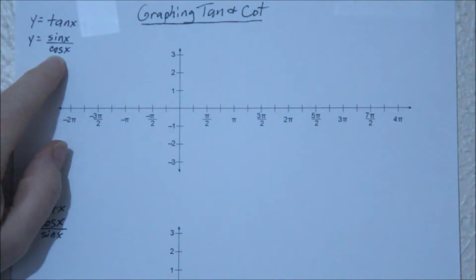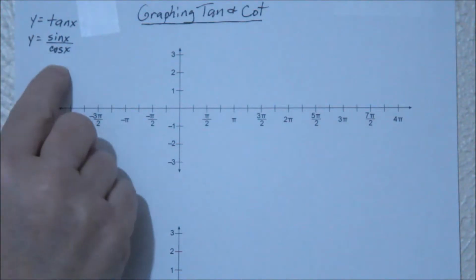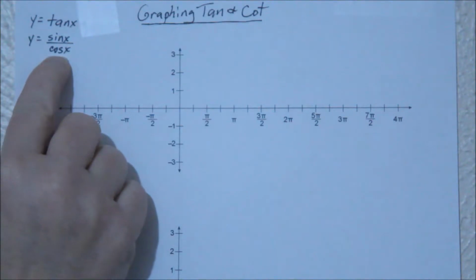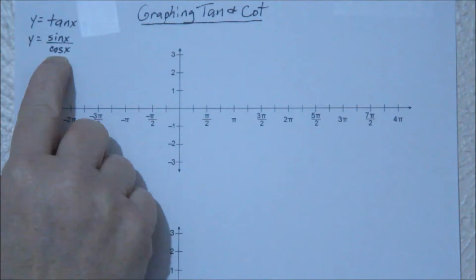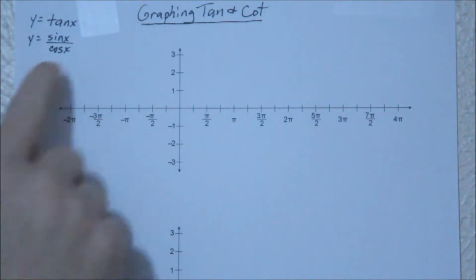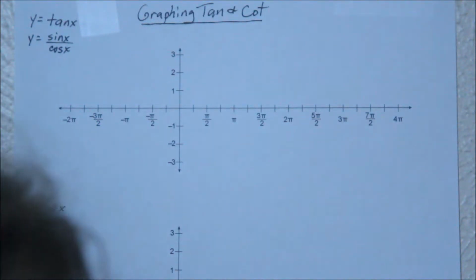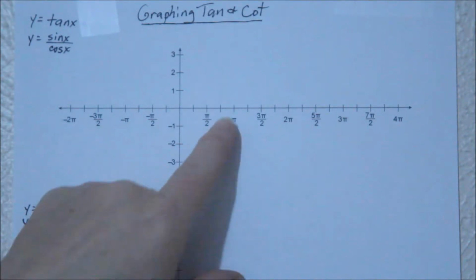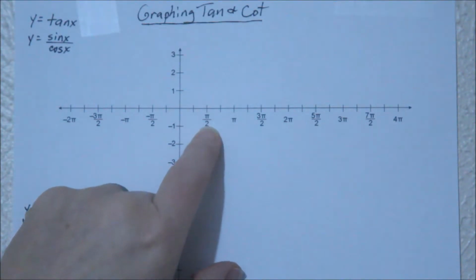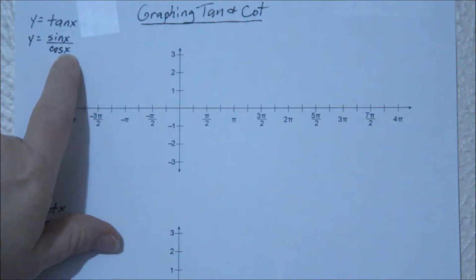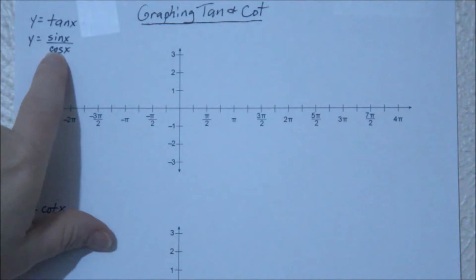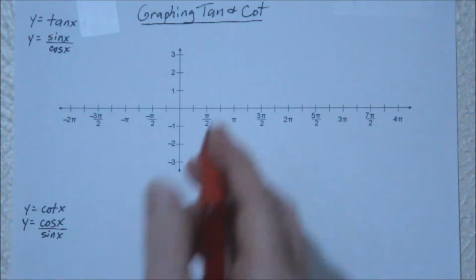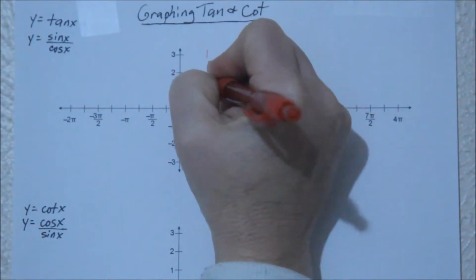So graphing tangent will also have asymptotes. Our asymptotes will be everywhere that it makes this 0 in the denominator. So we need to know everywhere, where does cosine of what equal 0? Well, one of your asymptotes is going to be at pi over 2, because pi over 2 is 90 degrees. If you put in 90 degrees right here for x, cosine of 90 is 0, and that would make 0 in the denominator. So therefore, there's an asymptote at pi over 2.